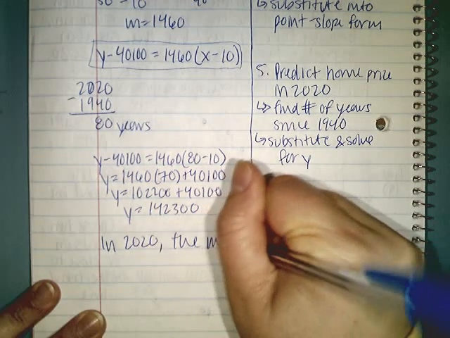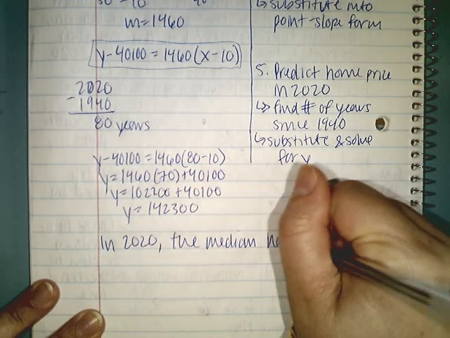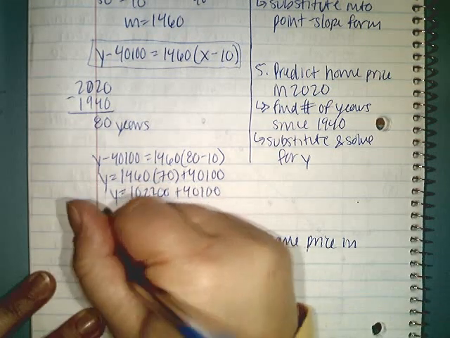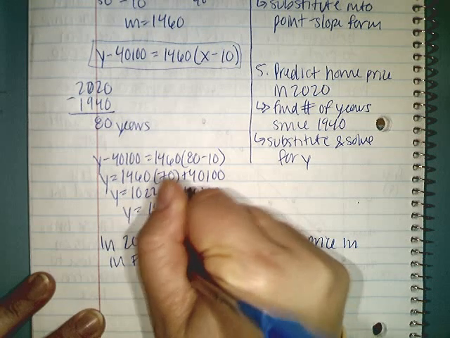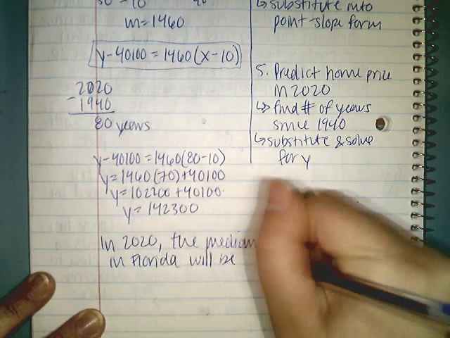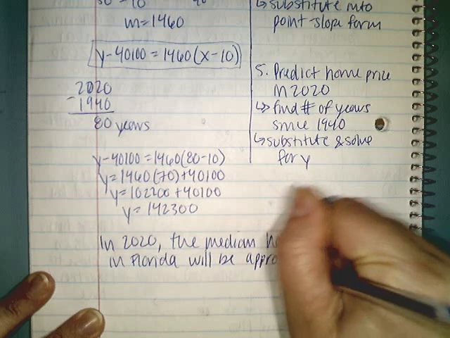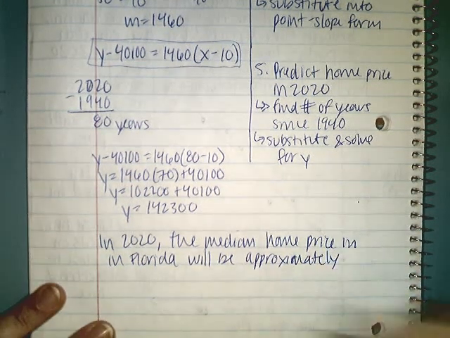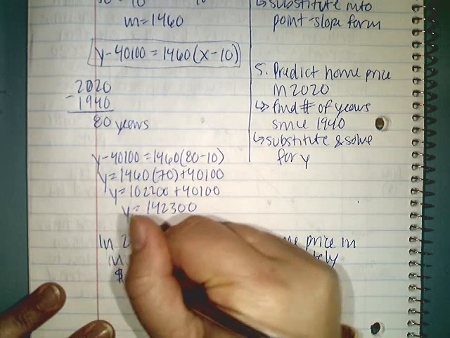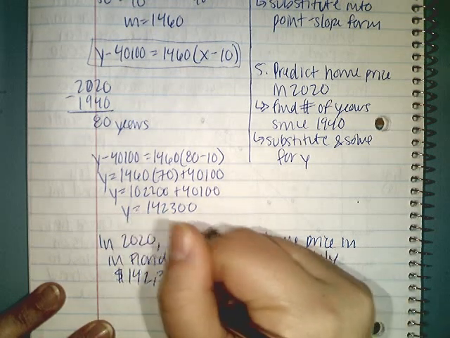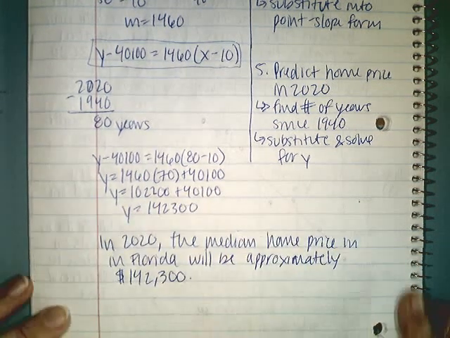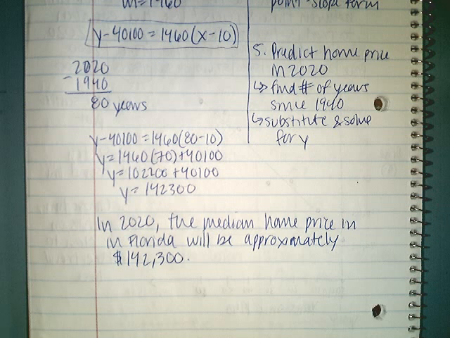So my answer is in 2020, the median home price in Florida will be approximately 142,300, because again, this does not give you an exact value, it's a trend line. It's predicting a trend, it's not precise. So that is our answer. Make sure you write down any questions, comments, concerns you have on this so we can go over it together in class.